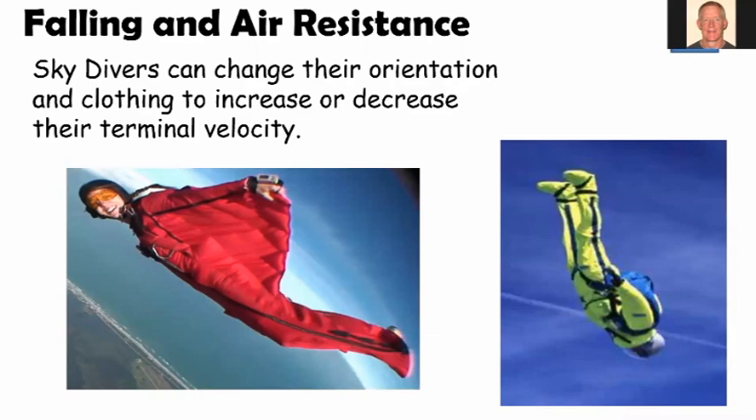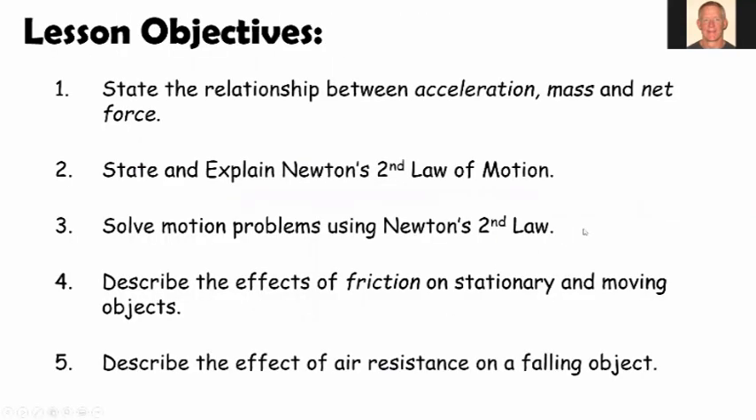So besides skydivers with parachutes, they often have these wingsuits, and they can change their shape and their orientation to be able to either increase or decrease their terminal velocity and actually create some lift and, in essence, almost fly through the air. I'm going to post a video with this assignment that you can watch that shows some pretty amazing skydivers here using their wingsuits. So check that out. All right, so that's it for the lesson.